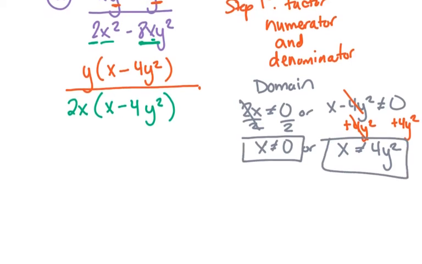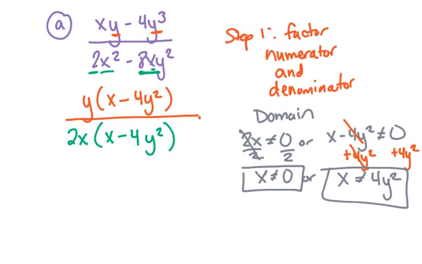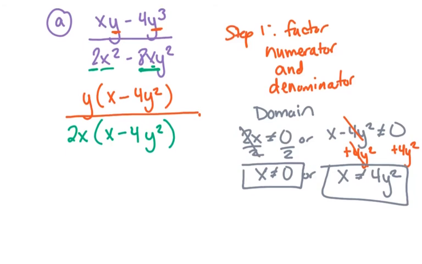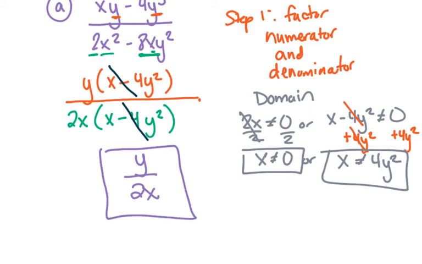Okay. Now that I've listed my domain, now I can go through and cancel out any factors that the numerator and denominator have in common. So they have x minus 4y squared in common, the whole thing. So the whole thing gets crossed out. And then I have y over 2x left. So y over 2x is my simplified expression, and my domain is that x cannot equal 0 and x cannot equal 4y squared.